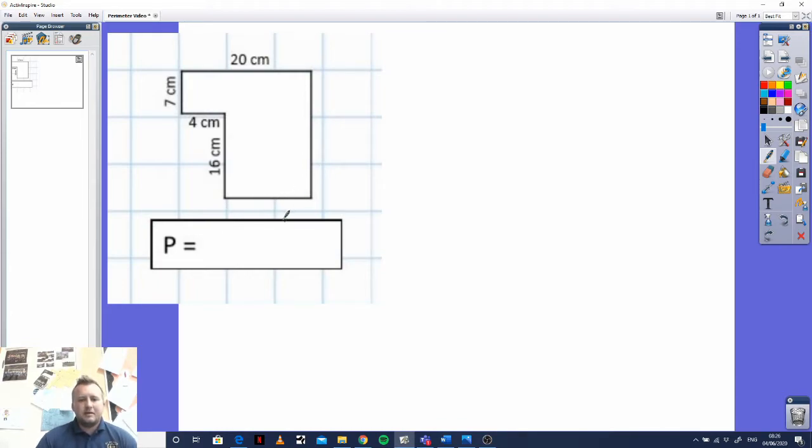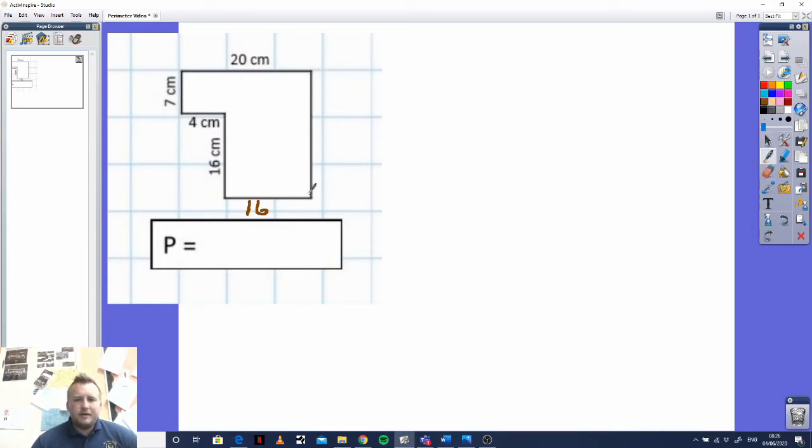So here we've got 2 amounts that are missing. We need to figure out first and foremost what those 2 amounts are. Can you see this whole line from here to here is going to be the same as this line over here from here to here. So it's going to be 20. So it's 20 minus that bit there. So it's going to be 20 minus 4. So this length over here is going to be 16.